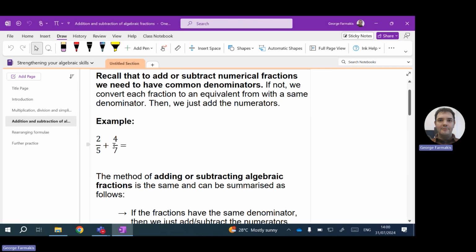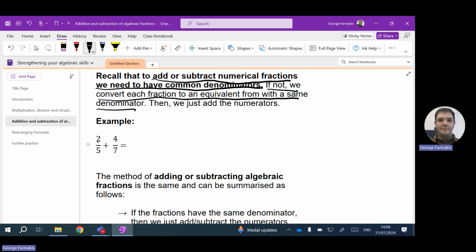First, let's recall that in order to add or subtract numerical fractions, we need to have common denominators. If we don't have common denominators, then we convert each fraction to an equivalent form with the same denominator, and then we just add the numerators. For example, if I want to add 2 over 5 plus 4 over 7, what I can do is write the first fraction as 2 times 7. So I multiply with the denominator of the second fraction, times 7, plus 4 times 5.